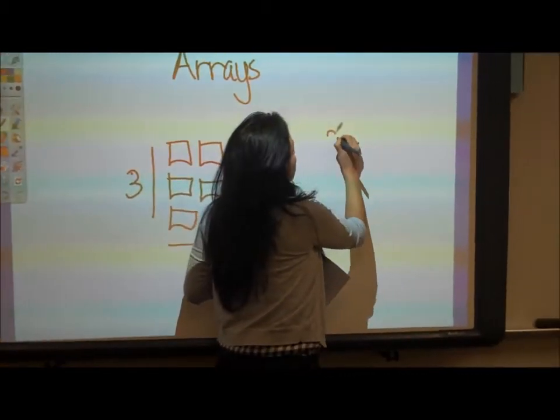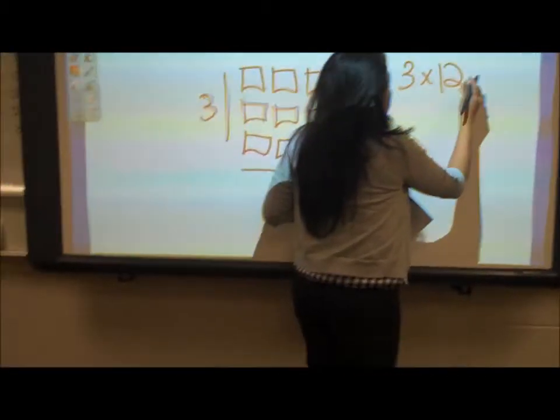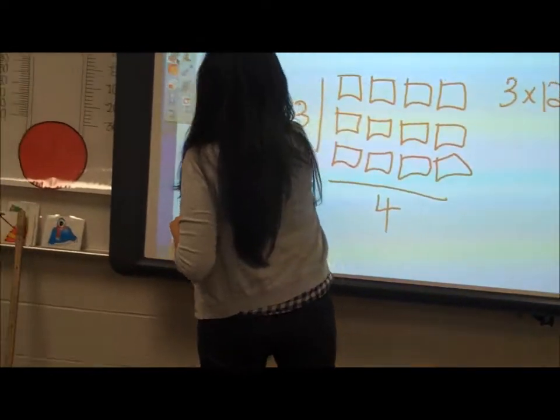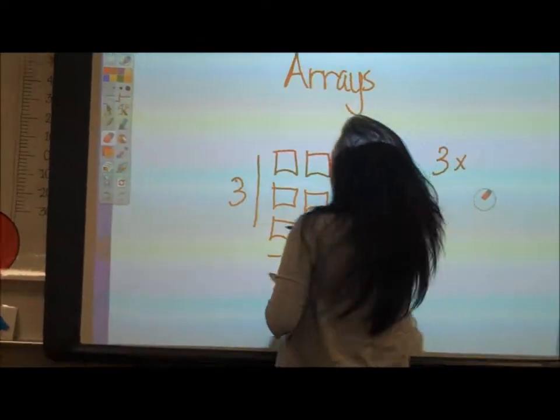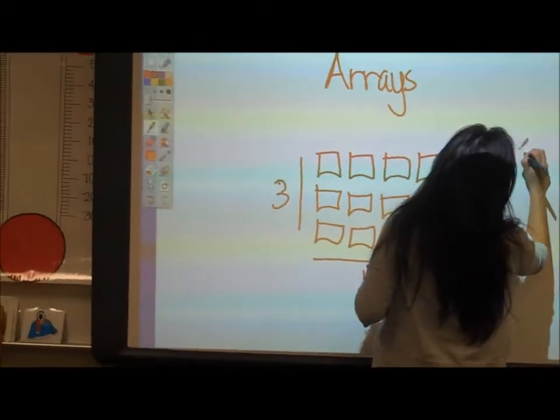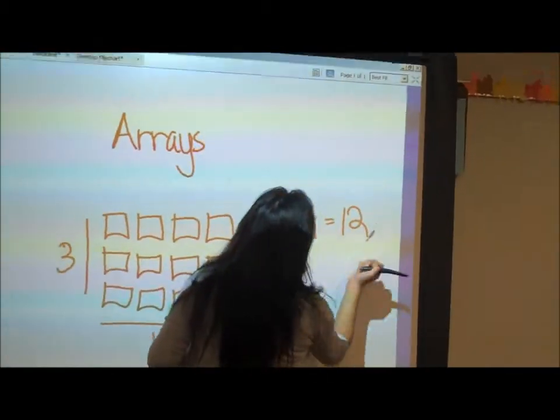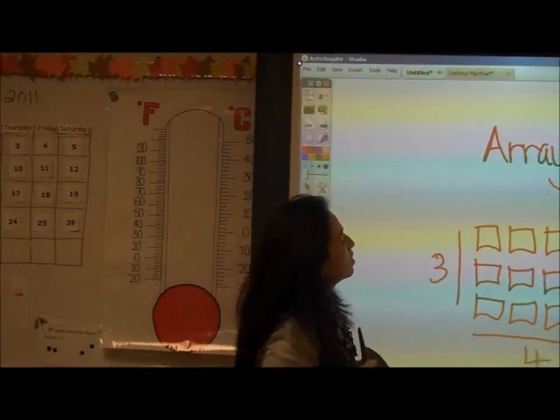3 times 4. 3 times 4 is 12. Okay, you're right, Alyssa. 3 times 4 equals 12.